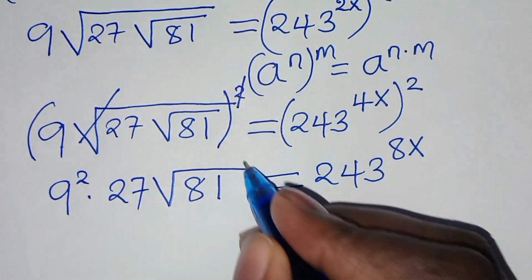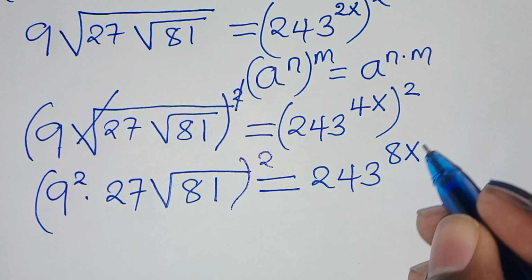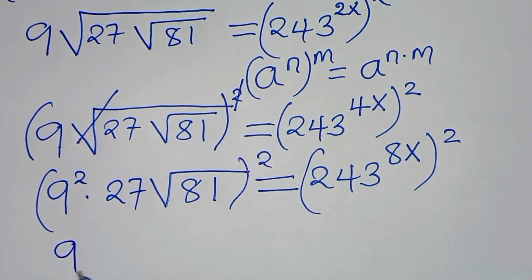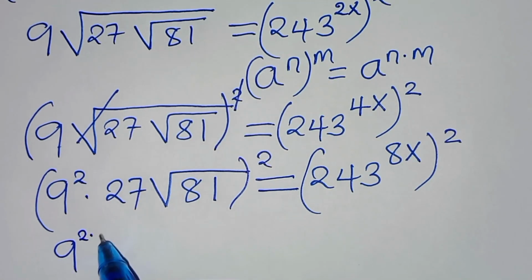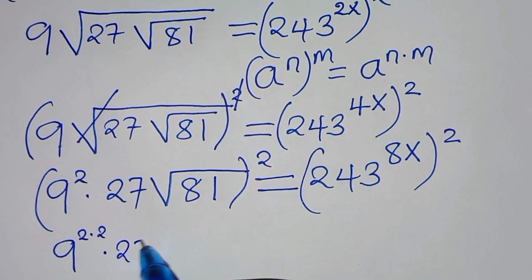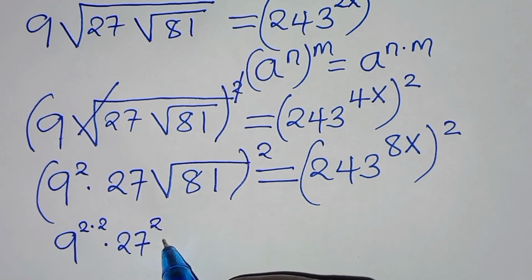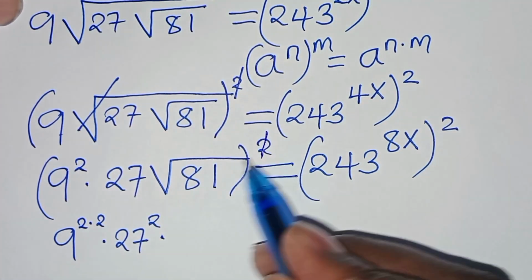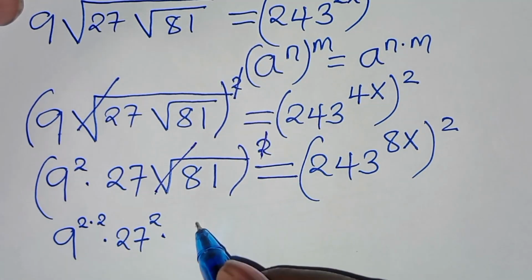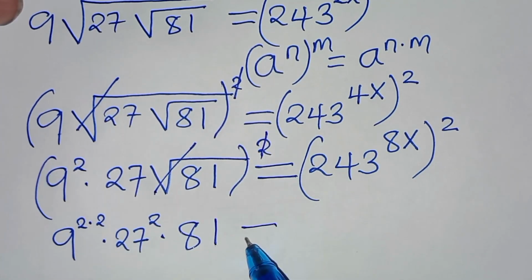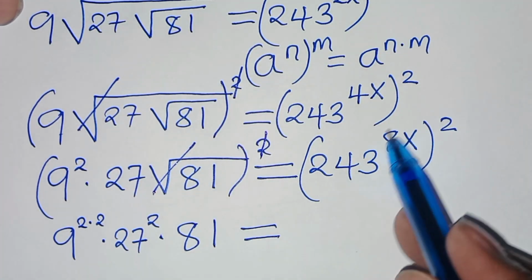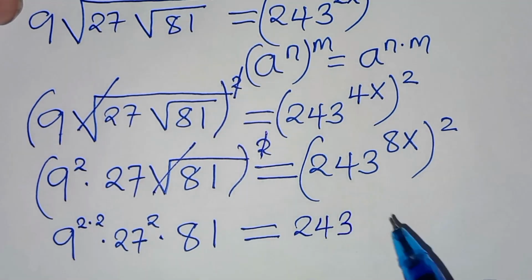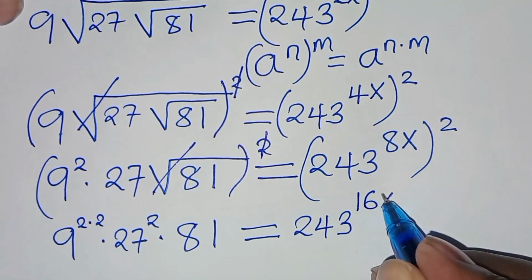The next step from here is to square again both sides. Let's square both sides from here. So in this case, we have 9 raised to power 2 times 2. Then we have 27 raised to power 2. Then times square root of 81 squared. This means we eliminate the square root sign. So this is times 81. This is equal to 243 raised to power 8x times 2. So this is 243 raised to power 16x.